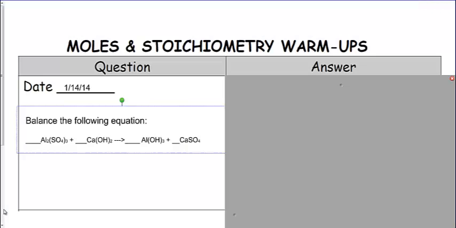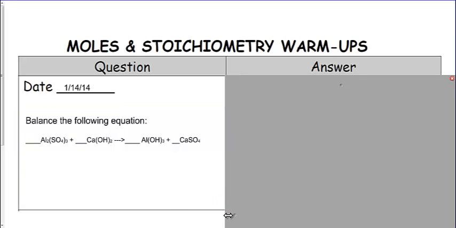So let's start off with a warm-up. You're going to balance the following equation using the lowest possible coefficients. So this is going back to lesson 4, and if you're not sure, go back to that lesson 4 and try to look at some examples that I've done. So pause the video, set it up, balance your equation, and then come back to the video to check your answer.